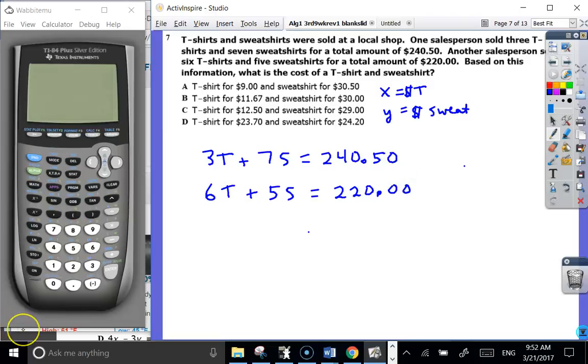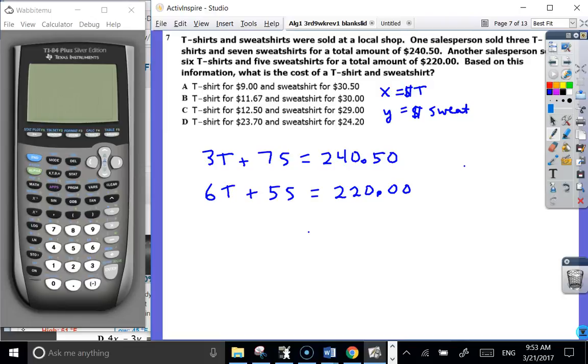So I said I was going to use X and Y, but then I used the T and the S because somebody started saying that. But try to read this again and see why these equations make sense. Right? One salesperson sold 3 T-shirts and 7 sweatshirts, and it cost $240.50. Another salesperson sold 6 T-shirts and 5 sweatshirts, and it cost $220. That's where we got those two. Now, how do you solve that? Substitution, elimination, graph with the calculator. These numbers look kind of big.